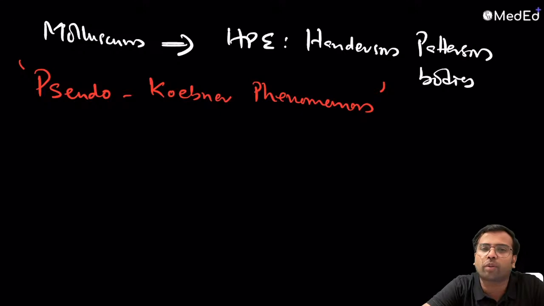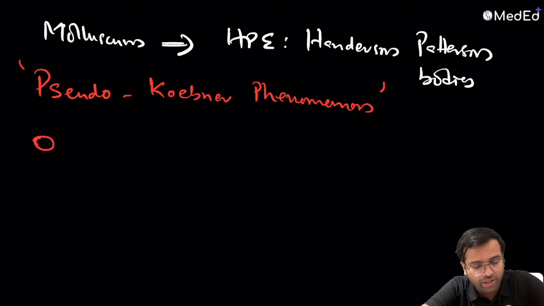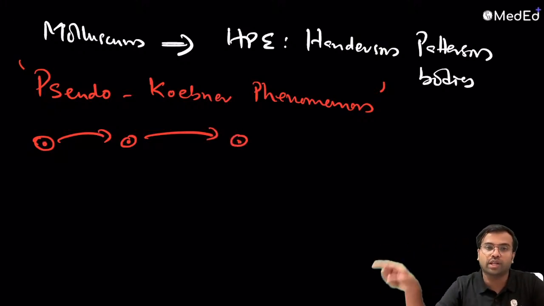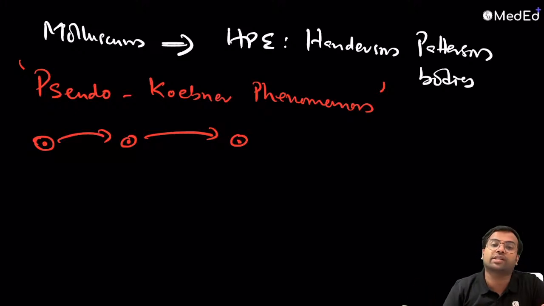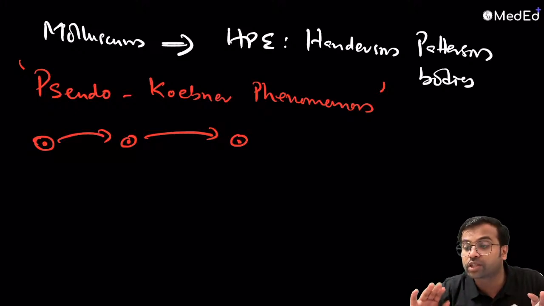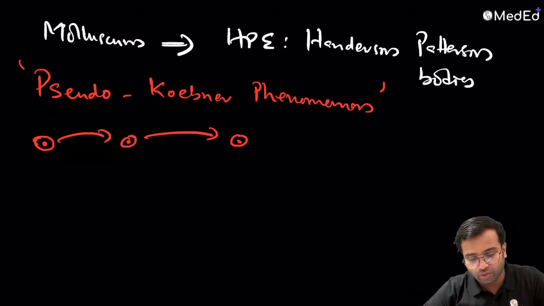So pseudo-Koebner's phenomenon can also be seen in molluscum contagiosum. What do you mean by pseudo-Koebner? When one lesion becomes multiple lesions one after the other, because there is an auto inoculation of the virus, then it is called a pseudo-Koebner phenomenon. Okay, it's not Koebner, it's pseudo-Koebner. Where do you find Koebners? So let us write down this one also. Where do you find a Koebner phenomenon?